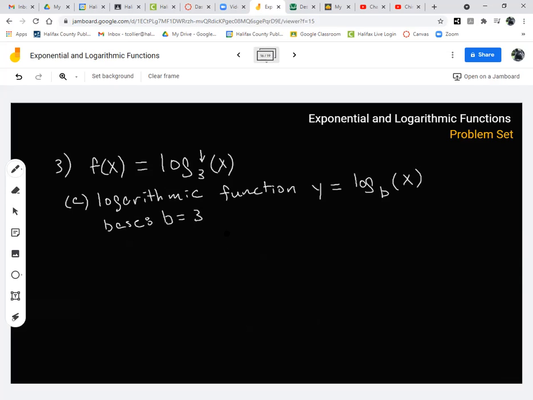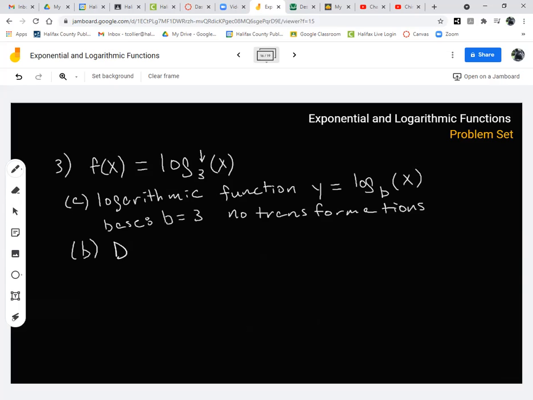Okay? There's not any transformations going on with this function, so I'm going to write no transformations. There's no movements to the right or the left, up or down. There's no reflections or dilations or anything like that. So there's not going to be any transformations for this function.